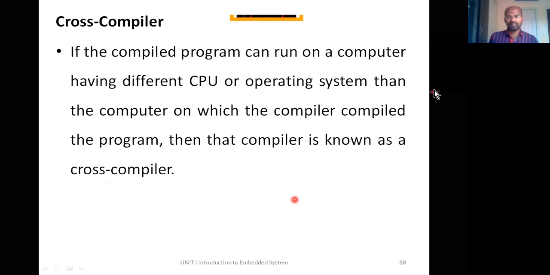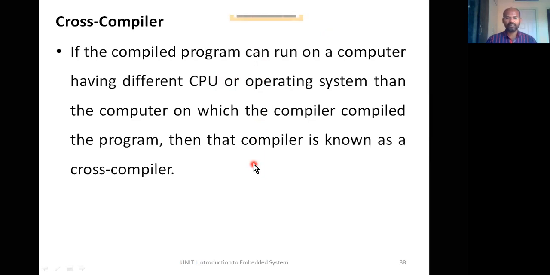Next one is cross compiler. What is this cross compiler? See, we don't have a single processor with the same architecture, there are many processors with different architectures. If you write a program which can be executed in one architecture, it may not be executed in another architecture.